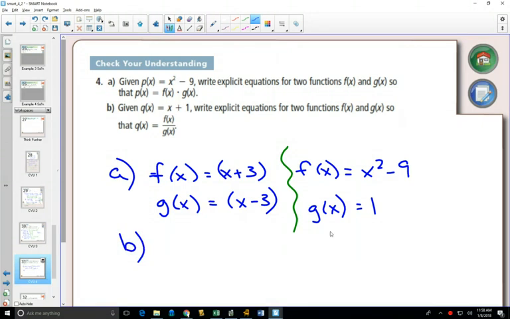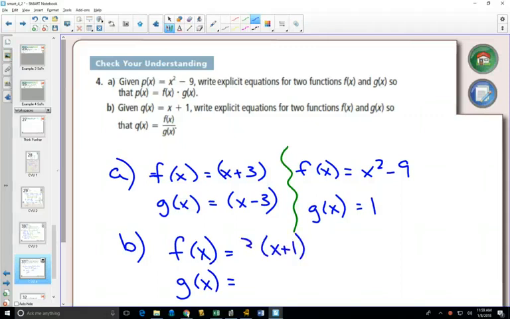Here, q of x is x plus 1. So they want it to work out to be x plus 1. So one thing you could do is you could have x plus 1 and have a 3 out in front. And then if you divided by 3, they'd cancel out, and you would be left with just x plus 1.